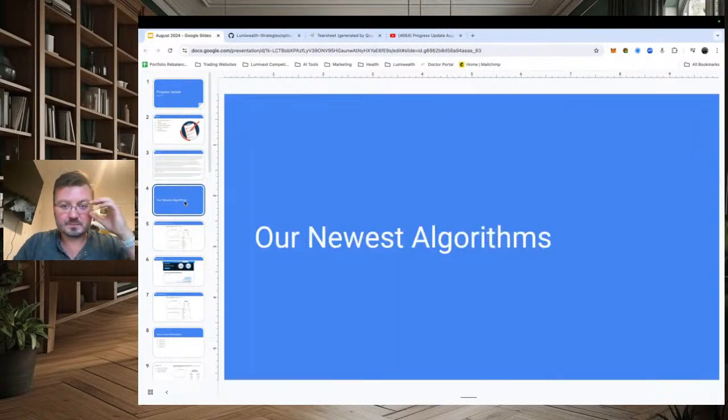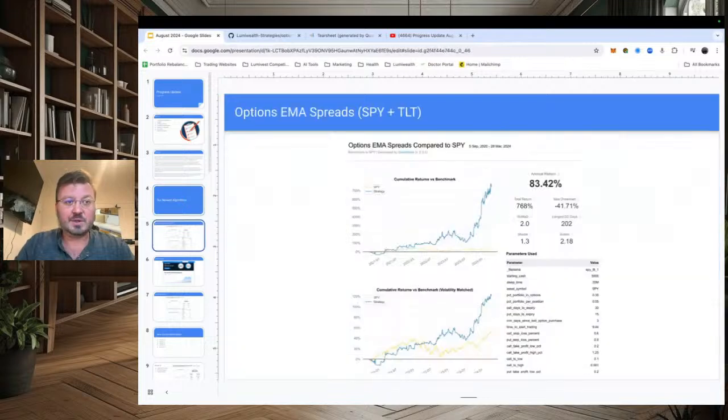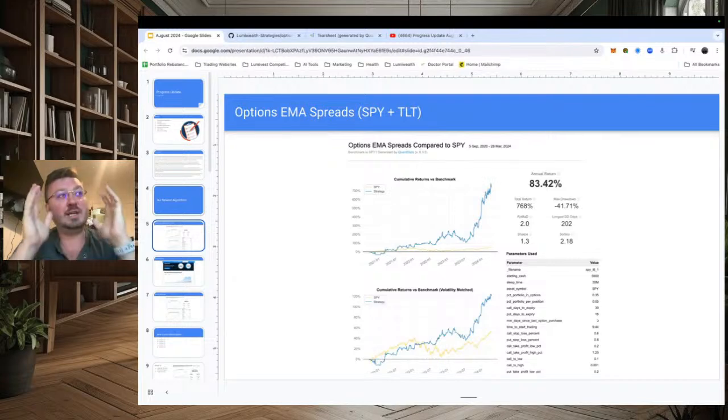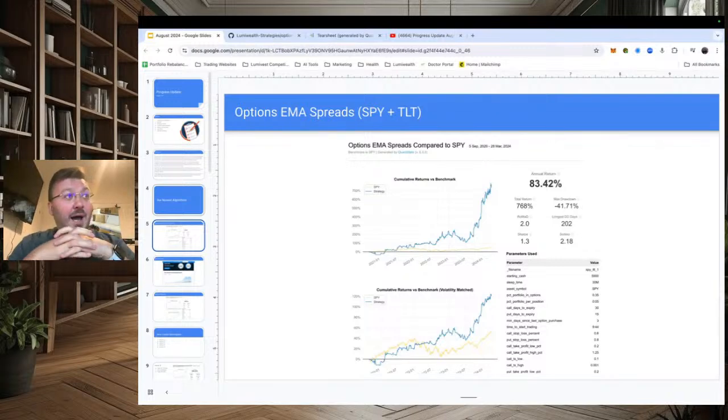All right, cool. So let me first tell you about our new algorithms. We have built a lot of really interesting new ones, and let me walk you through a couple of them. So first of all, I'm going to talk about our options EMA spreads. This is one of our most recent algorithms, and it's being driven mostly by a guy named Jack. He is even going to be teaching our Tuesday night classes, our live algo building sessions, for a couple of weeks starting in September. I'm going to be off in Europe. He's taking over for me while I'm gone.